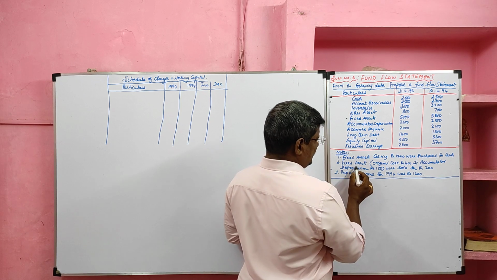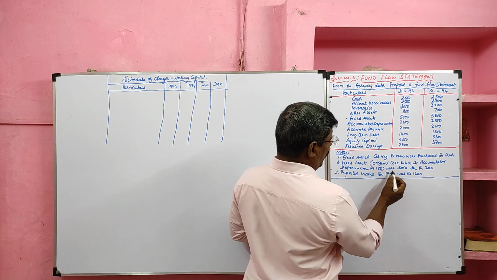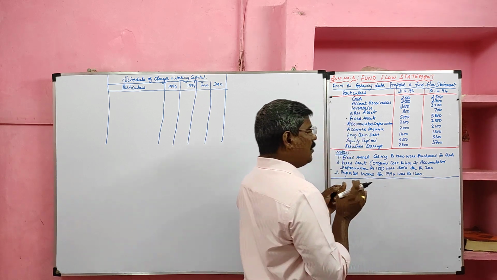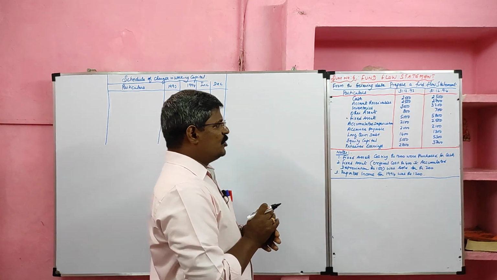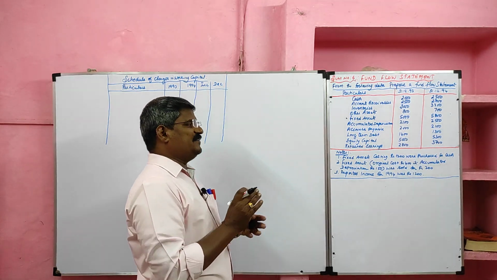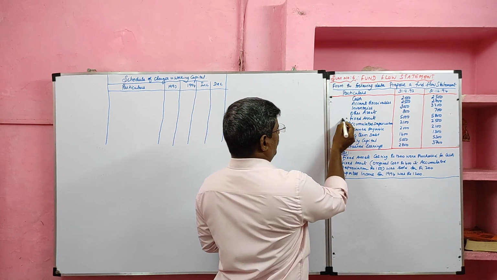Then fixed asset, its original cost 400, its accumulated depreciation 150, was sold for 200. So information relating to a part of fixed asset sold is given. Then we have the second adjustment for fixed asset.